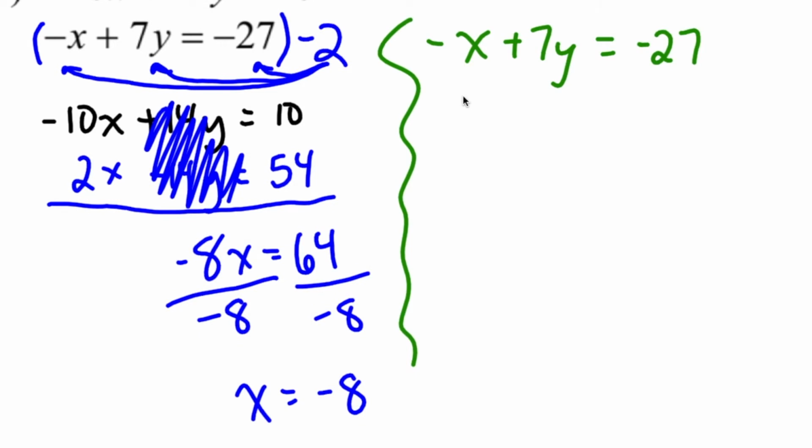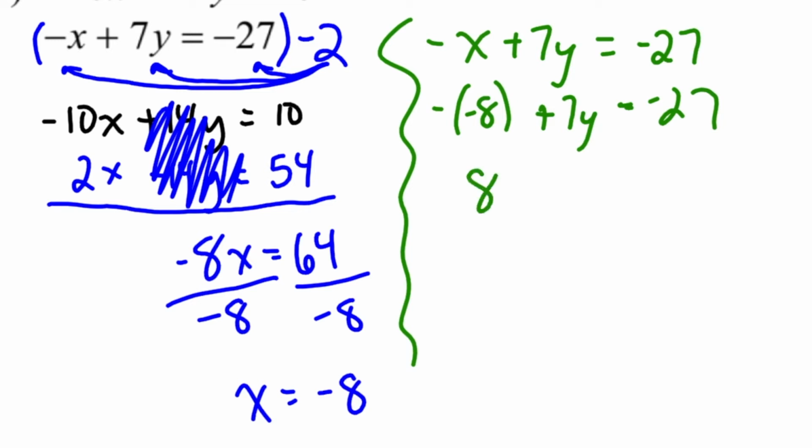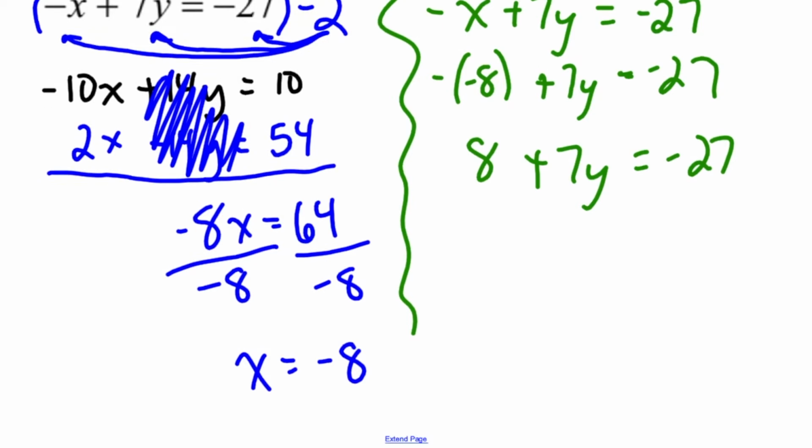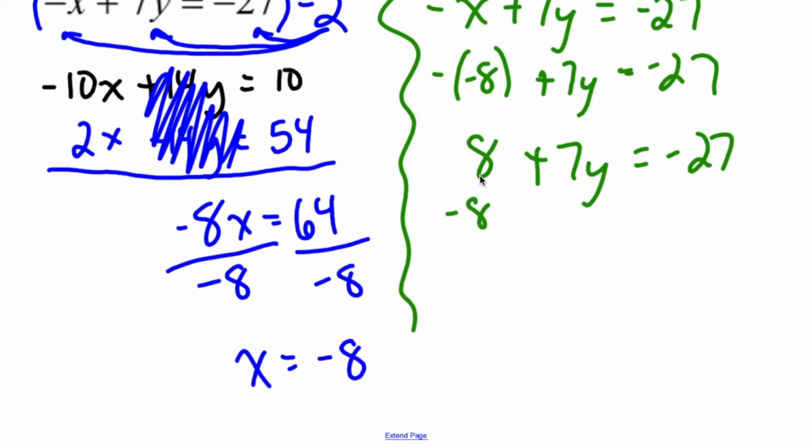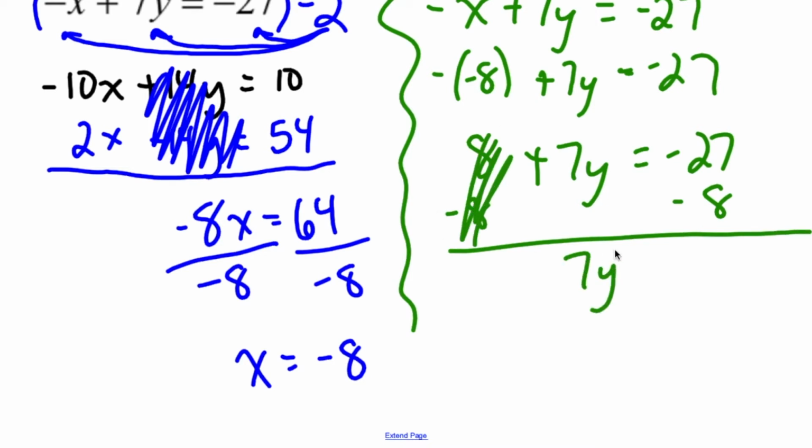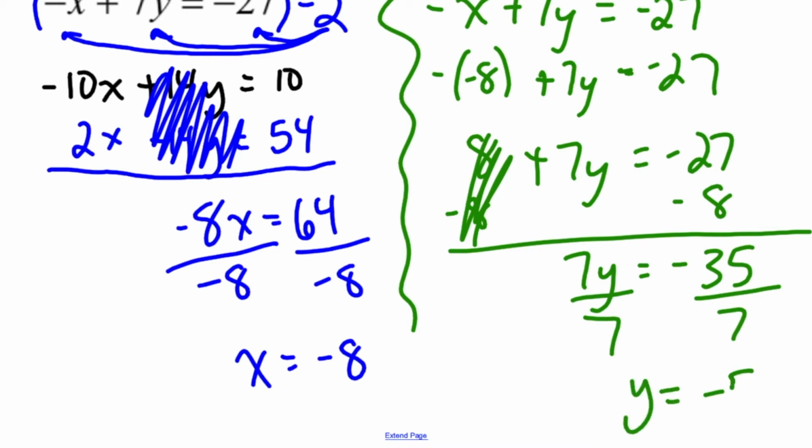So I'm going to take the bottom equation and I'm going to plug in -8 for x and solve for y. So I have a double negative here. That gives me a positive 8 plus 7y equals -27. Then we will subtract 8 from both sides. 8 minus 8 is 0. That's gone. I have 7y equals -35. Divide both sides by 7 now to give me y equals -5.